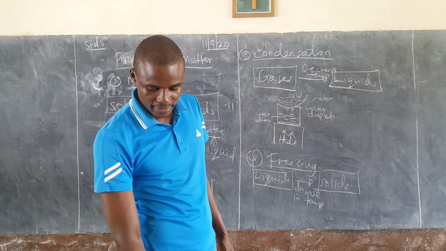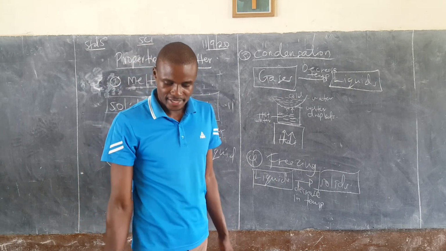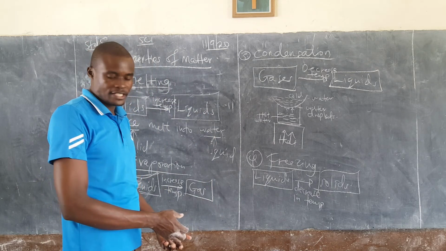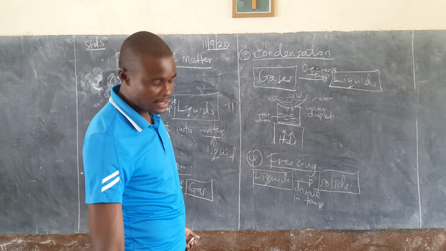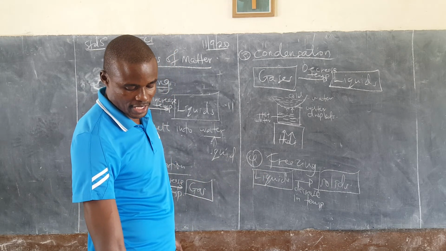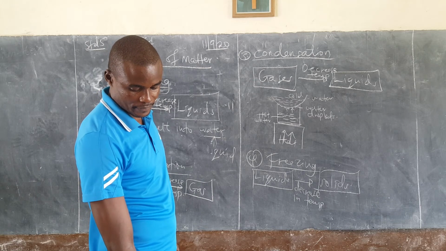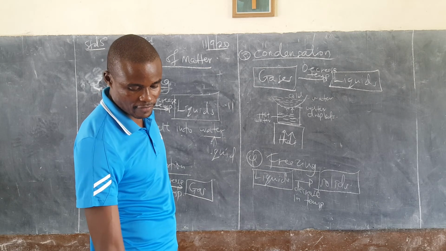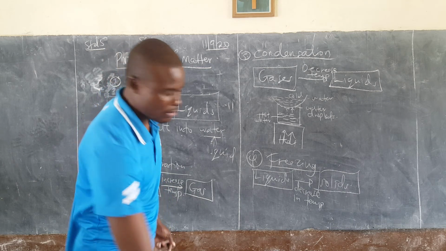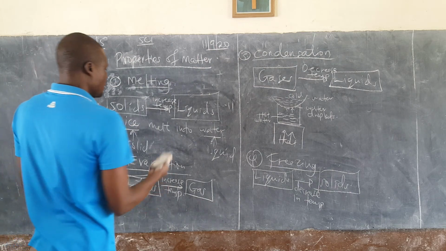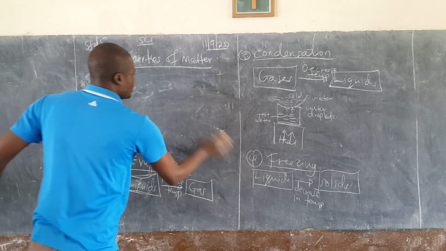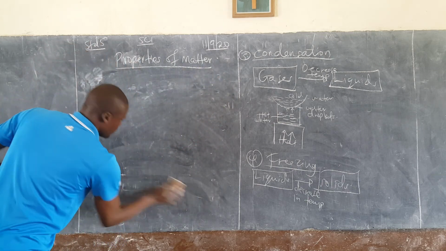So the temperature at which a substance melts is the same temperature at which it freezes. The temperature at which a substance melts, like ice, is the same temperature at which it can freeze. Then the temperature at which a substance evaporates is the same temperature at which it condenses. So I'm going to draw a summary, something to summarize whatever we have done in this short time. Then we call it a day, waiting for next time to continue.